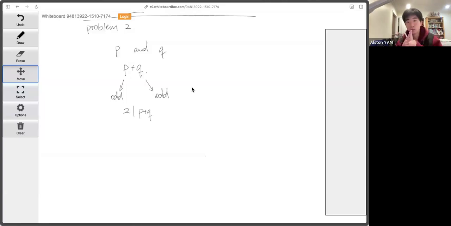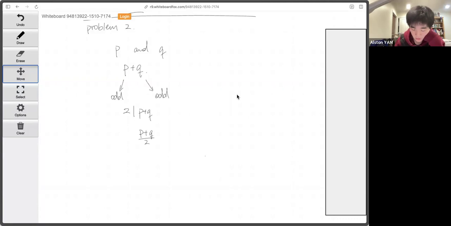So we have already found one prime factor of P plus Q. That's given to us for free. And if we want to prove it has at least 3 prime factors, we just need the number (P plus Q) over 2 to have at least 2 prime factors. Because if we can do that, then the whole P plus Q number will have at least 3 prime factors.